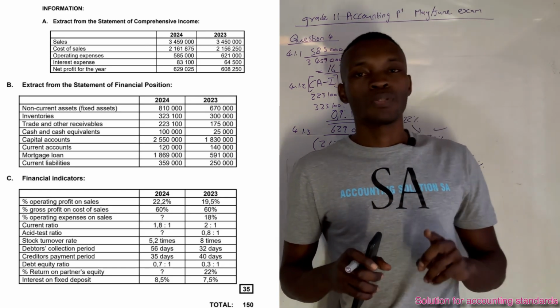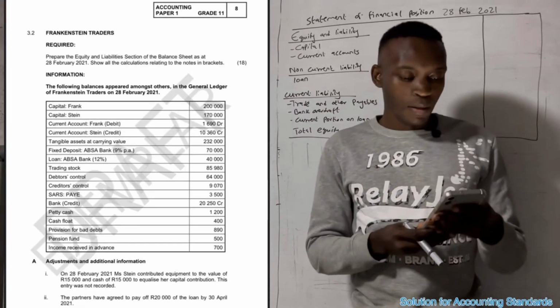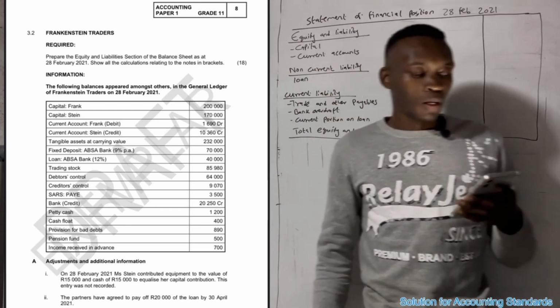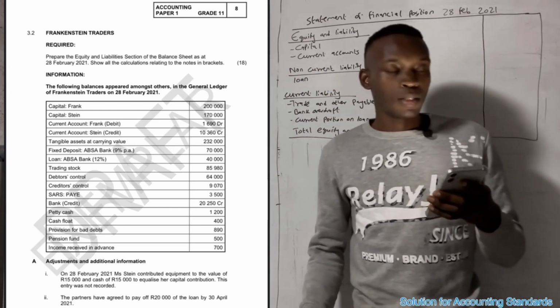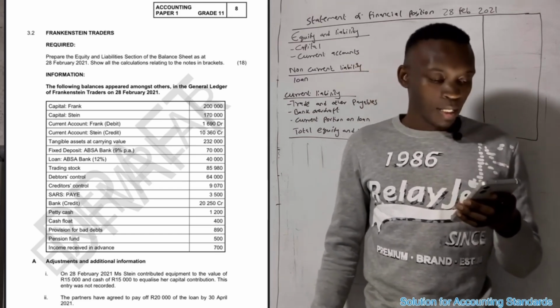Okay, now let's go to the next question. So basically here we have 2 questions, guys. The first one is going to talk about a balance sheet, and the second one is capital notes and current account notes. Okay, let's start with the balance sheet one.